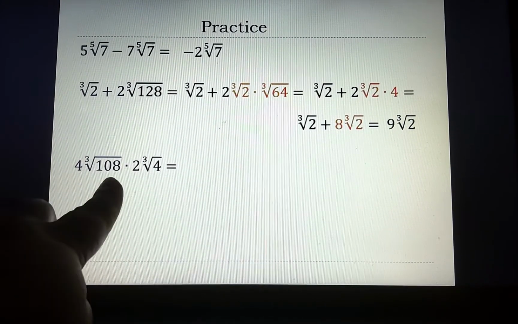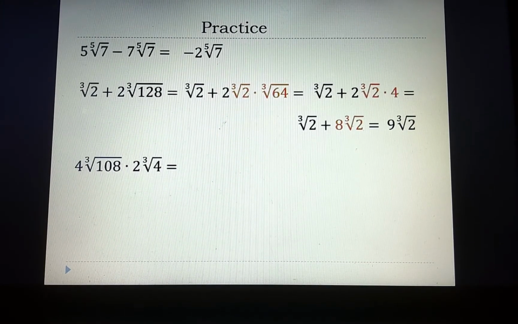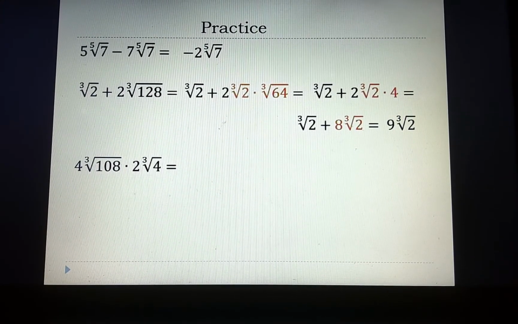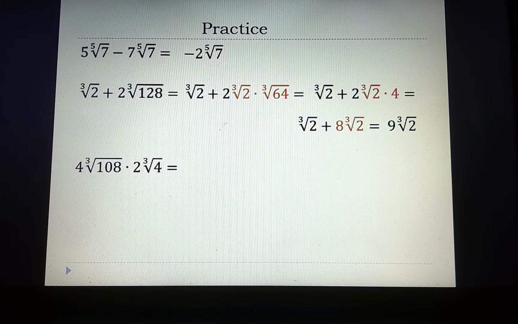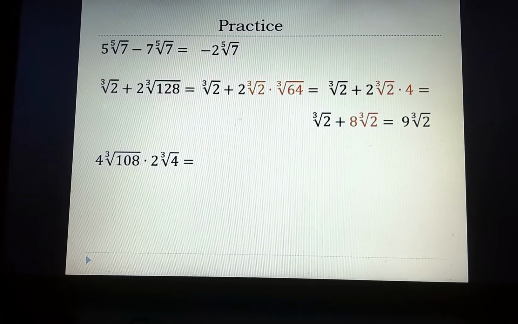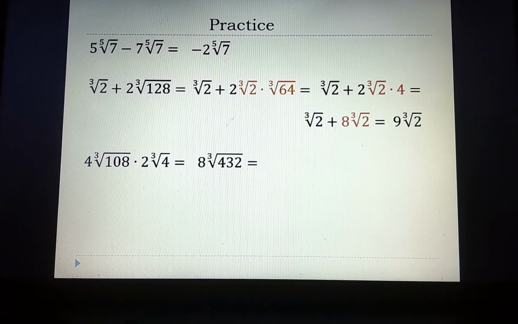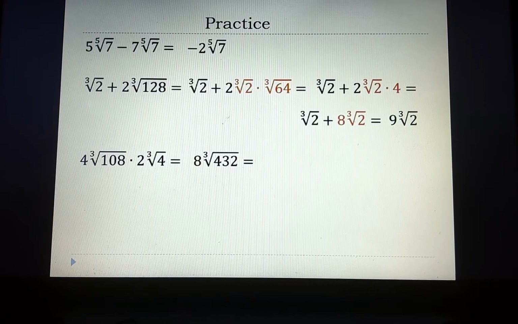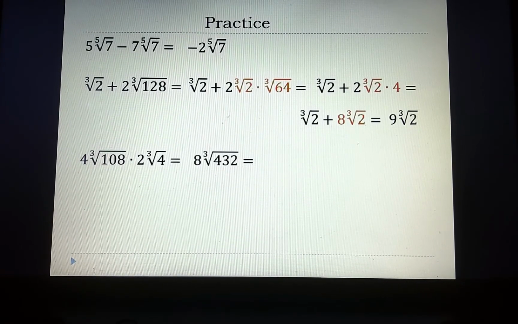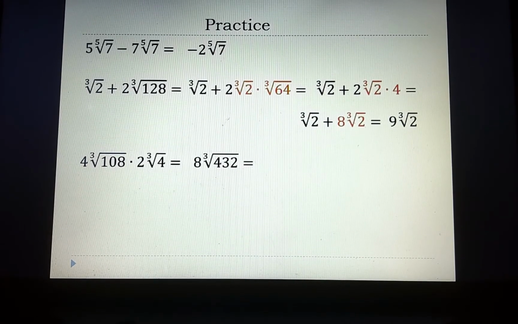I have multiplication instead of addition or subtraction. So this is going back to what you were just doing on the last assignment. Okay, remember you're going to multiply the whole numbers together and you're going to multiply the radicals together. So you're going to end up with 8 times the third root of 432. Now, you could leave it there, but you're not done. It always has to be simplified. It's like a fraction. It's got to be lowest terms.